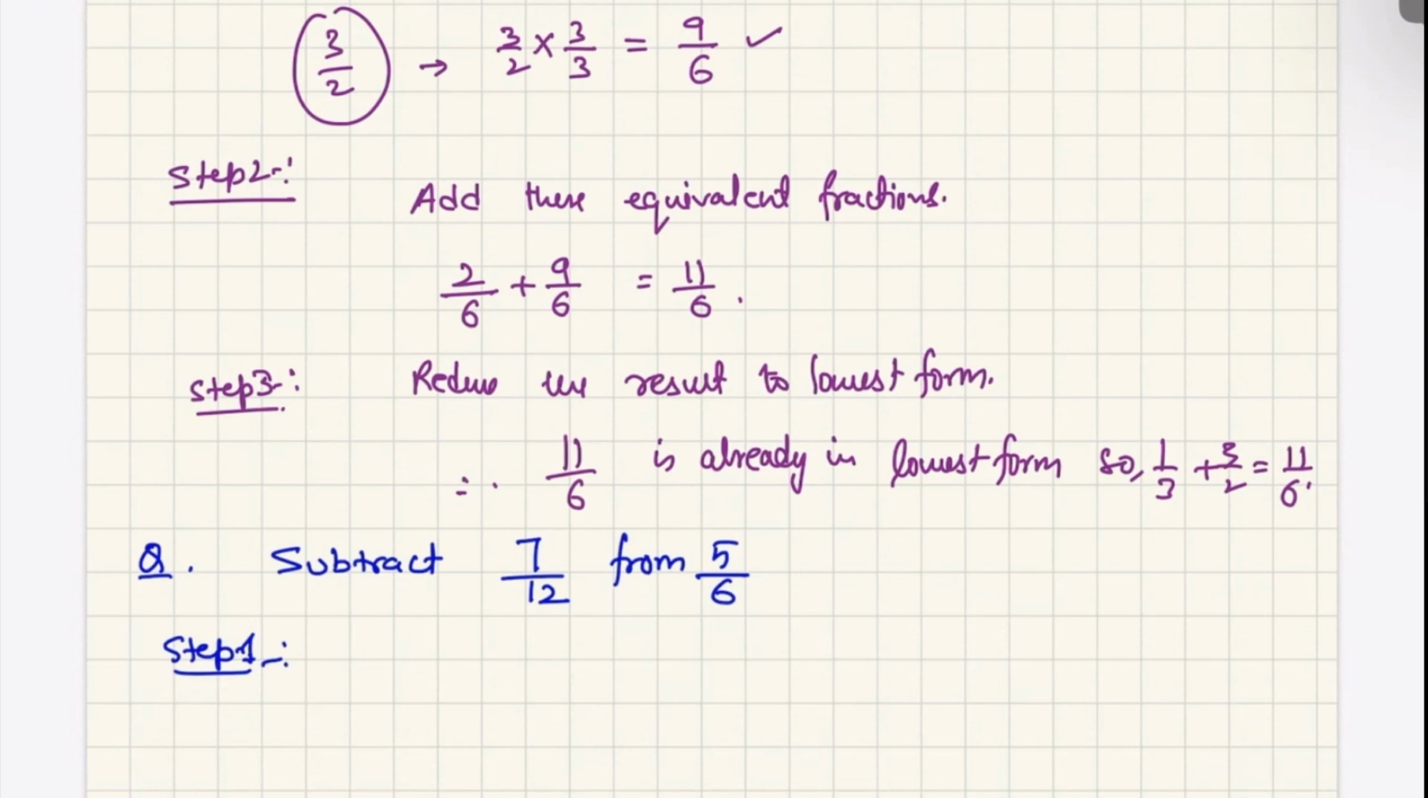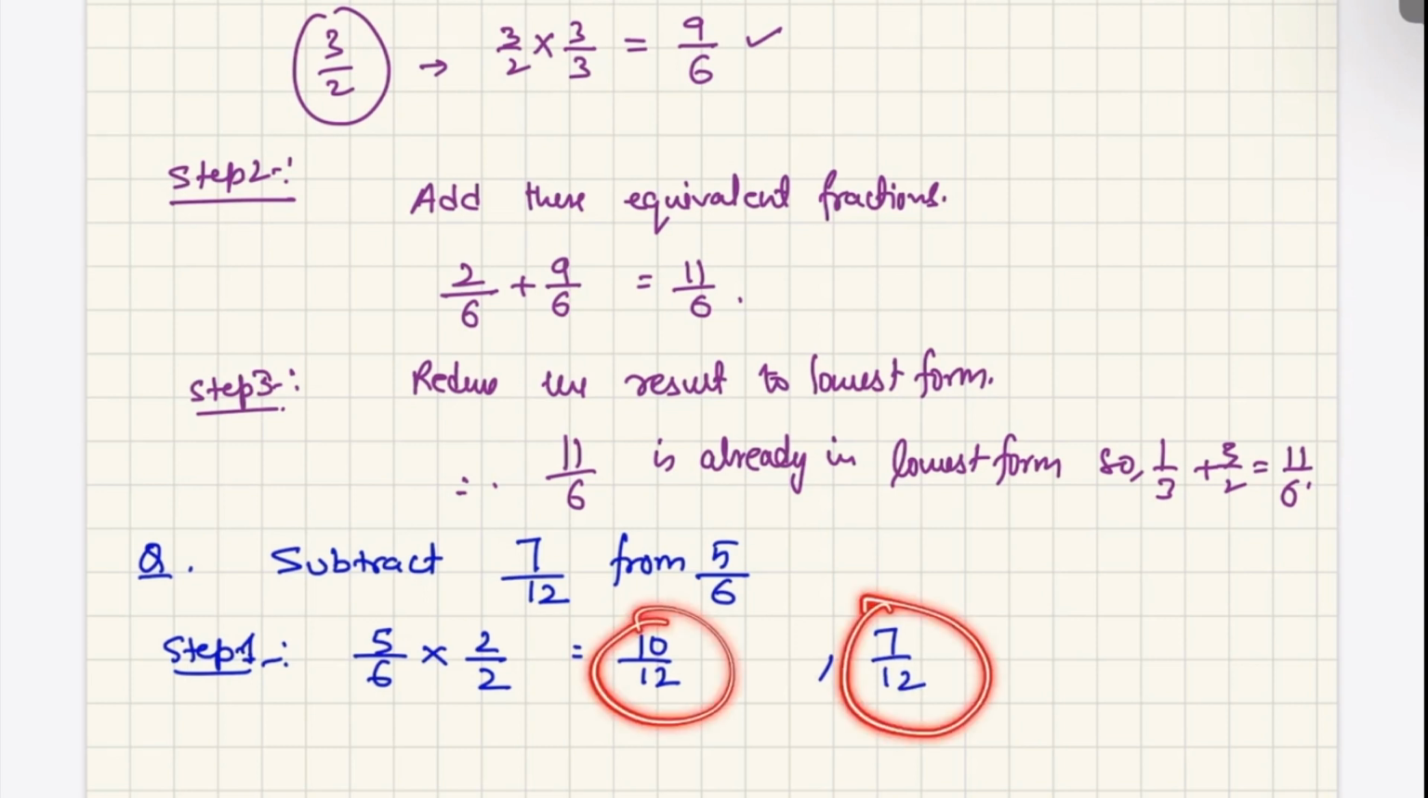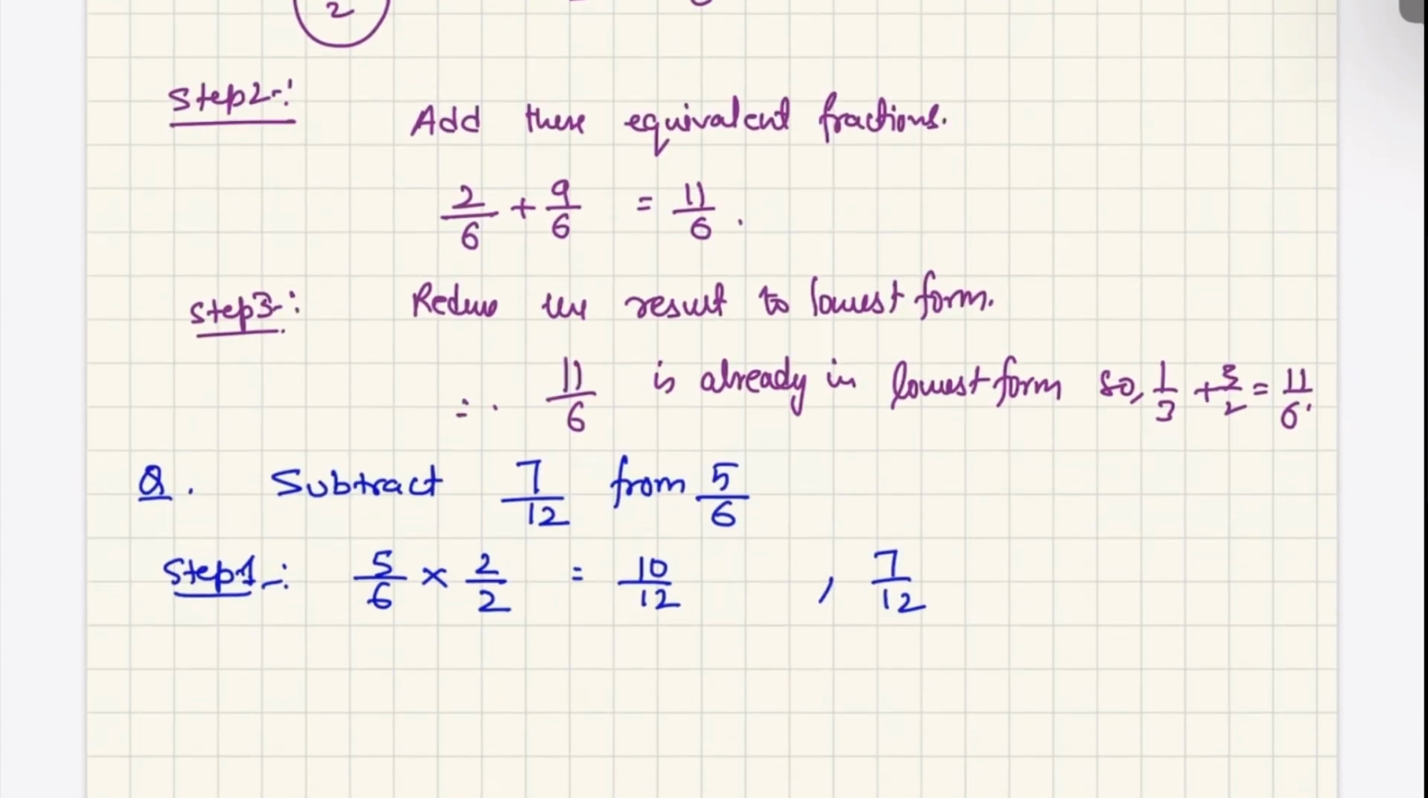So that means my first number is 7 by 12. Okay, the next number is 5 by 6. Now I need this denominator to be equal to this. That means I can simply multiply it by 2, right? So what I will do, 5 by 6 multiplied by 2 by 2. Okay, this becomes 10 by 12. My other number is 7 by 12. So you can see now they have become 7 by 12, 10 by 12. So the denominator is 12 in both the cases. Now they have become equivalent fractions.